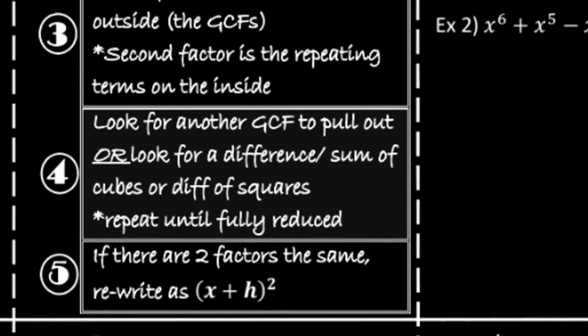Now is where you have to go a little further. Now you look for another GCF to pull out, or look for a difference or sum of cubes or difference of squares. This is why we reviewed difference of squares to begin with. And then you repeat this until it's fully reduced. If there are 2 factors that are the same, rewrite as x plus h squared.